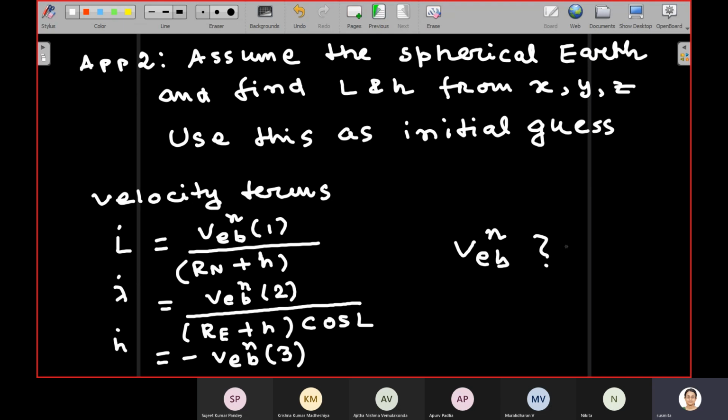Instead of this, if I write E, it does not represent the same thing. In that case, E is also the resolving frame. So the convention is important. What notation we are following is important. Otherwise, you will actually have a different velocity vector. I mean, the representation will be different.